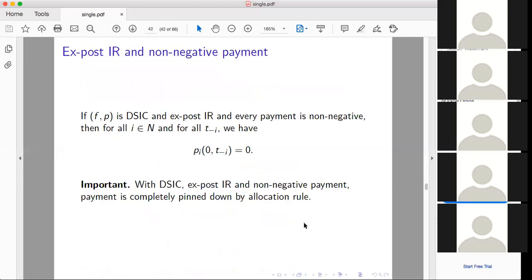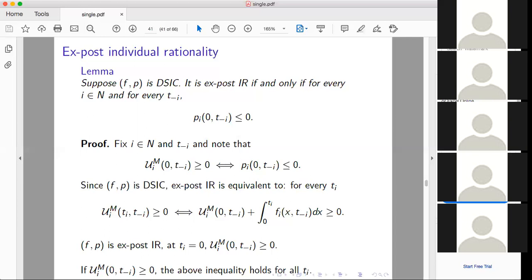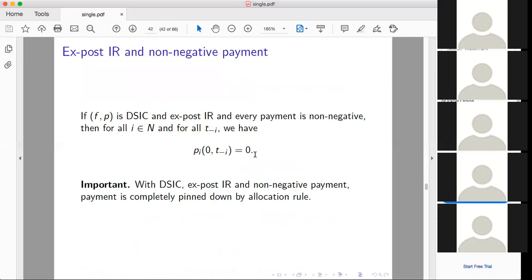So of course, an immediate corollary of this is that if you have ex post IR and non-negative payment, right? Because ex post IR implies that pi 0 t minus i is less than or equal to 0. But if you insist that payments are always non-negative, that you are never allowed to compensate any of the agents, then that would basically imply that pi 0 t minus i is equal to 0.